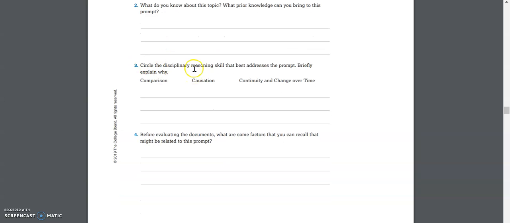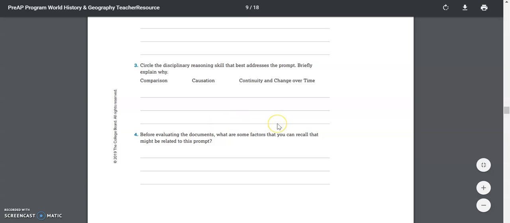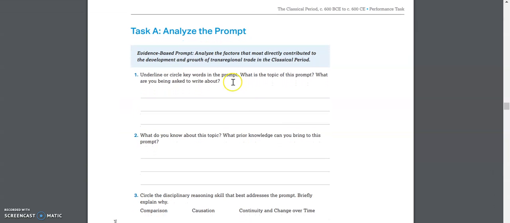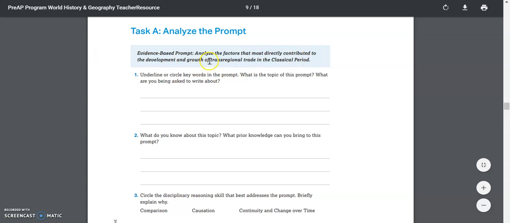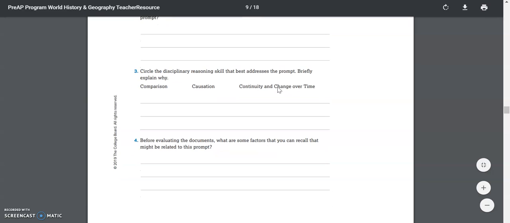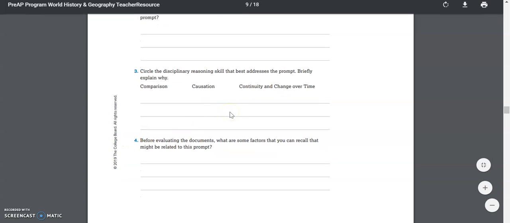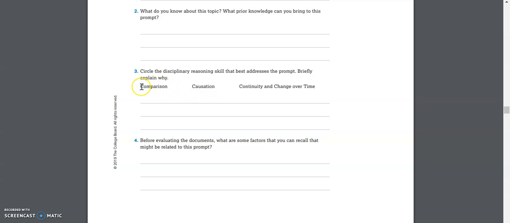Okay, so number 3, circle the disciplinary reasoning skill that best addresses the prompt. Briefly explain why. Alright, so let's go back. Analyze factors that most directly contributed to the development and growth of trans-regional trade in the classical period. Thinking of the prompt and looking at the sources, you need to consider which of these disciplinary reasoning skills best addresses the prompt. You can only pick one, and I will leave that for you to decide. Please explain why up here.